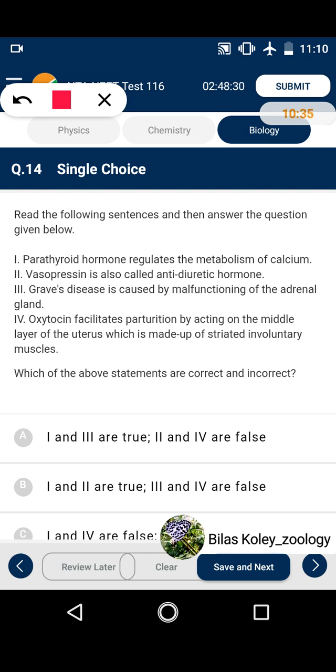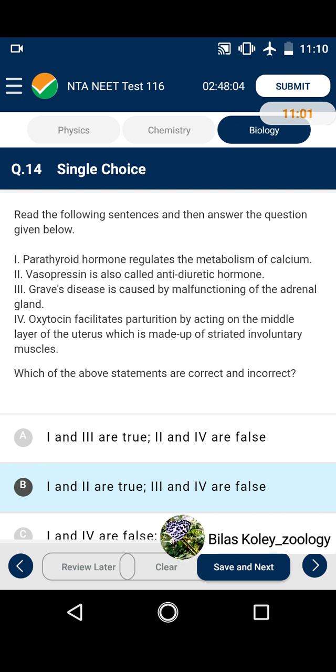option 1 and 2 is correct. But 3 also is correct. But sorry, 1 and 2 are correct and 3 and 4 are wrong. So the right option will be option B. 1 and 2 are true, 3 and 4 are false.